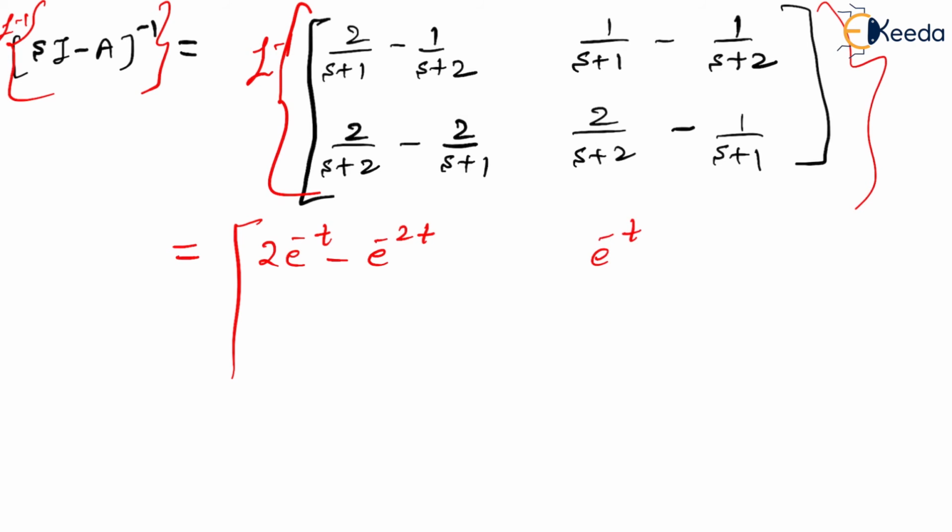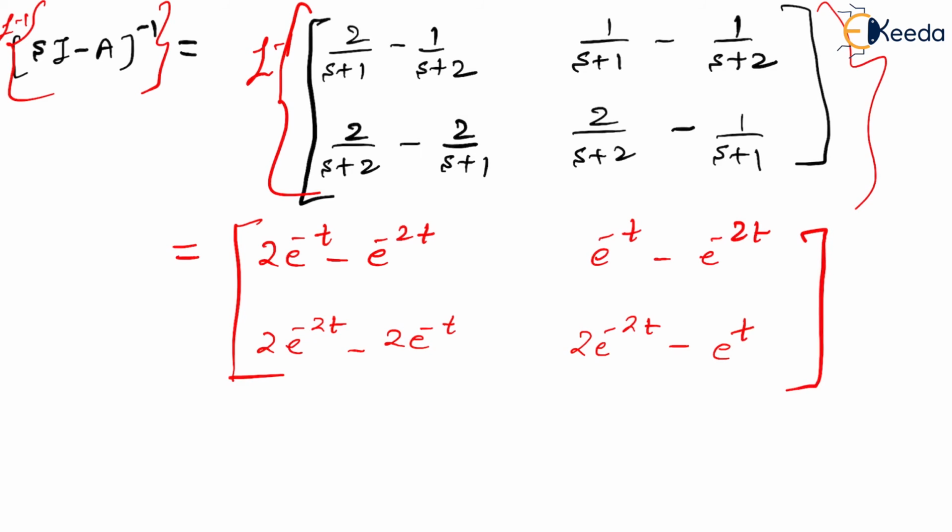Then again this becomes e to the power minus t minus e to the power minus 2t. Again this becomes 2 times e to the power minus 2t minus 2 times e to the power minus t. And this becomes 2 times e to the power minus 2t minus e to the power minus t. So this becomes the Laplace inverse of (sI minus A) inverse. What is this equal to? This is nothing but e raised to At, or we also call it the STM.